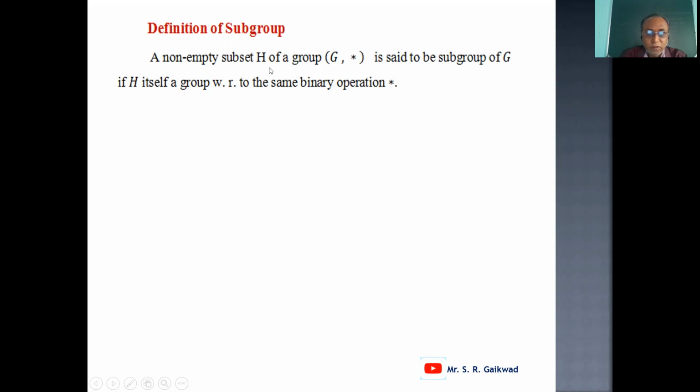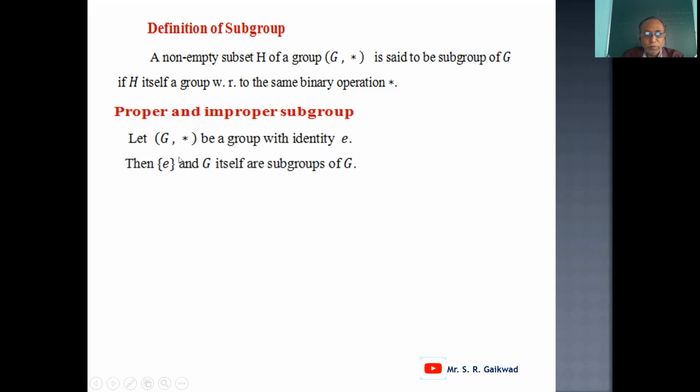First, the definition of a subgroup. A non-empty subset H of a group (G, star) is said to be a subgroup of G if H itself is a group with respect to the same binary operation star. Here H is a non-empty subset of group G. G is a group, which means G satisfies all four conditions of a group. And H is a non-empty subset of G. Then H is called a subgroup of G. It means H also satisfies the same conditions of a group with respect to the same binary operation star, and at that time, H is called a subgroup of G.